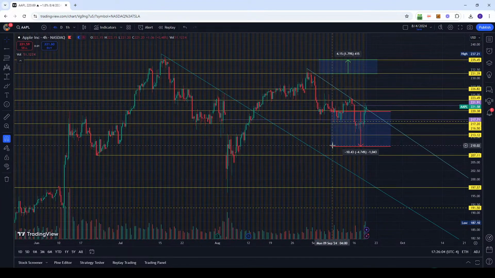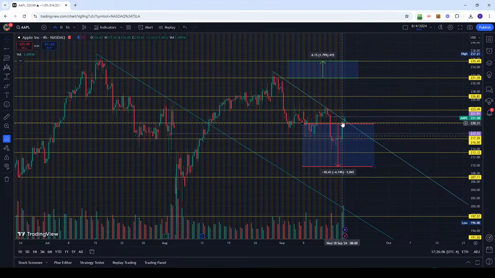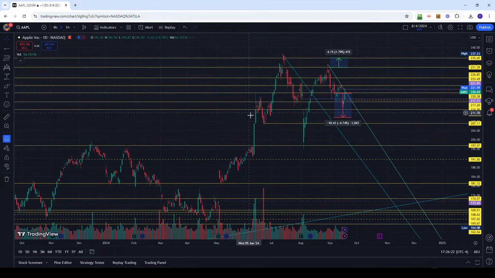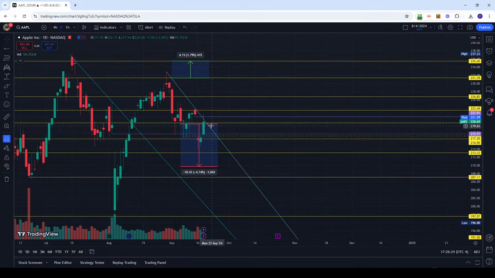What I would want to see here for more upside movement on Apple would be a breakout above that, and ideally, as was mentioned on the video yesterday, where you could see me pointing but couldn't hear me because the mic was muted. Ideally, I would want to see a breakout on the daily to confirm above that downtrend line, which we don't have, followed by a breakout above this 223.49 level.